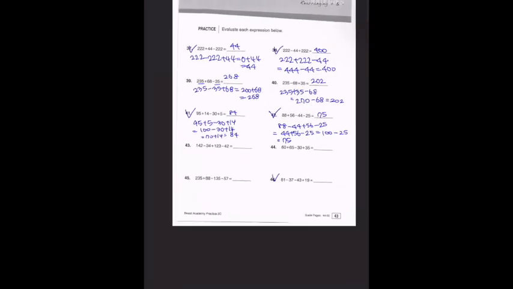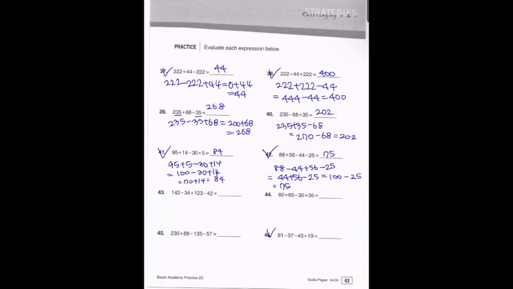Now I'll give you guys about 3 minutes to solve both problems 43 and 44.